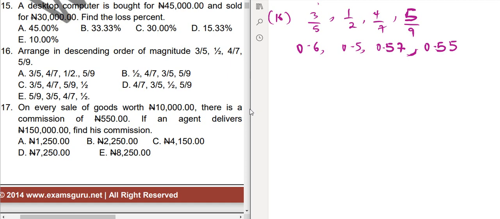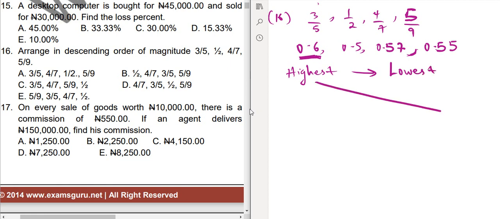5, 5, 5. So with this we can now compare in descending order, which means from the highest to the smallest. Someone can make a mistake. Descending order means from the highest to the smallest, right? Yes. To descend, from the highest to the lowest. So you are descending. So what's the highest here? 0.6, represented with 3 over 5.